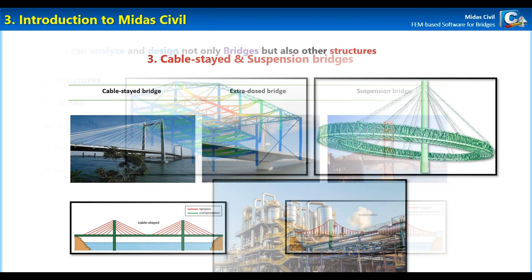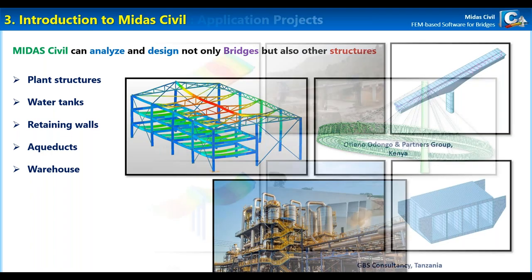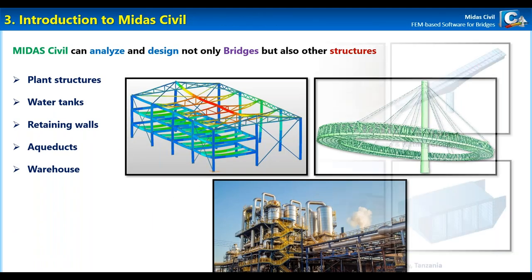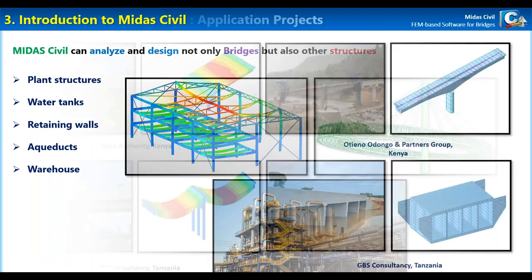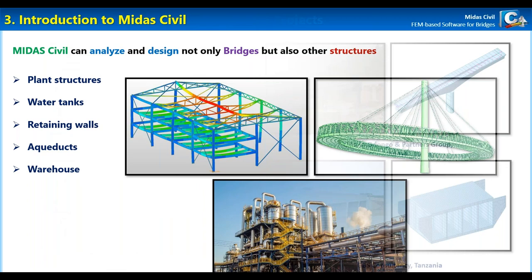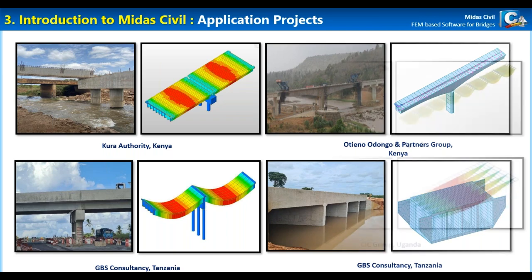So Midas Civil doesn't analyze only bridges, it can also analyze other structures. As you can see on the screen, we have the plant structures, water tank, retaining wall, and then we have also the aqueduct and warehouse. The other projects we have done in Africa, especially in Kenya, are shown on the screen.